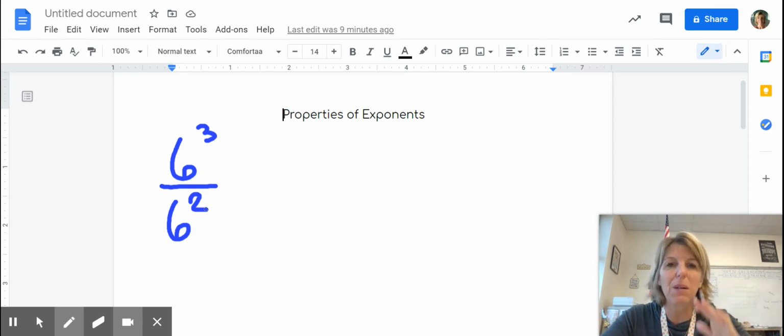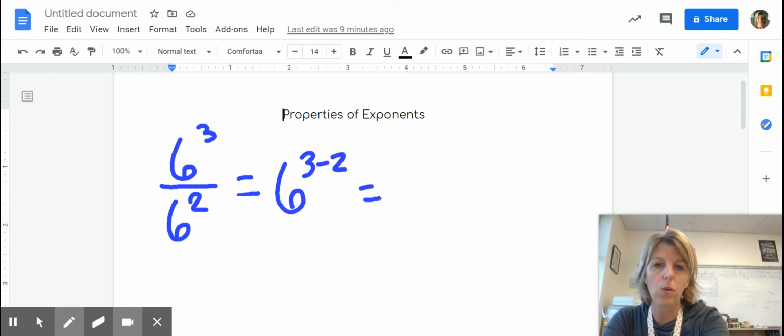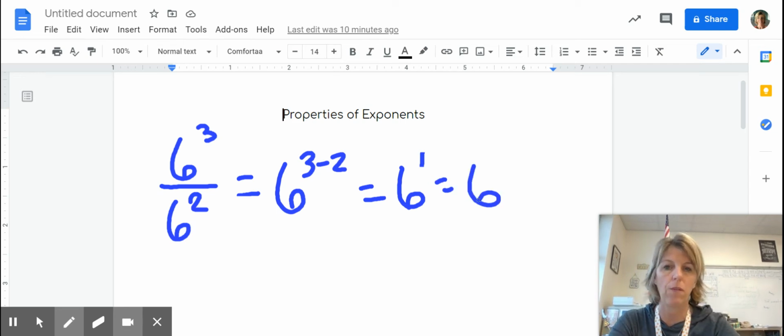When you divide, you subtract. All right. So this is going to be exactly what we did before, but it's going to be 6 to the third minus 2, which is going to be 6 to the 1, or we just simply write 6. We don't have to write the exponent of 1. Right? So when you divide, you subtract.